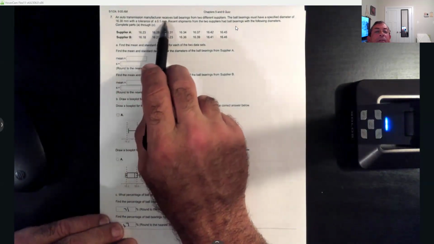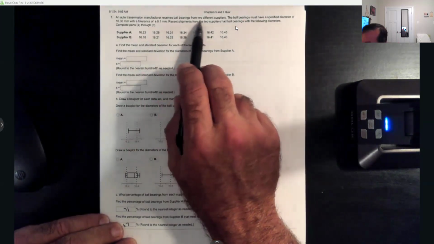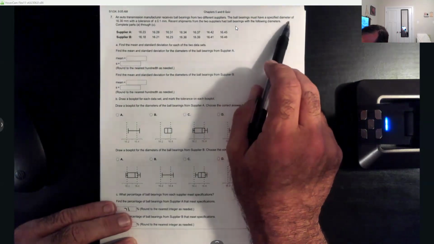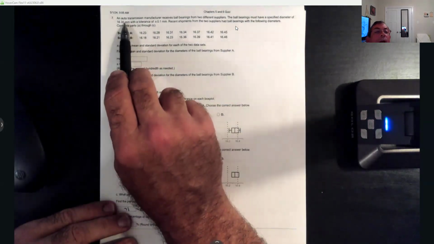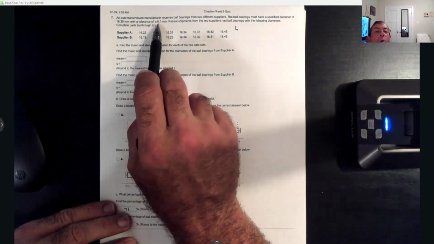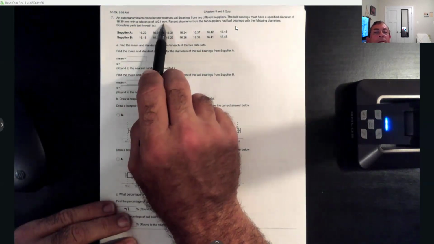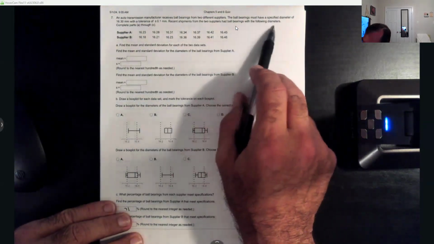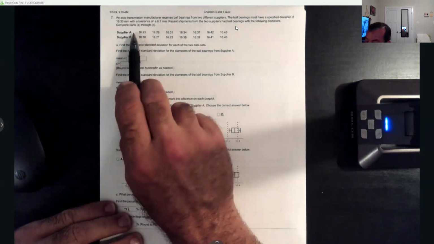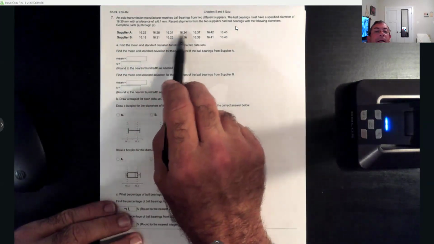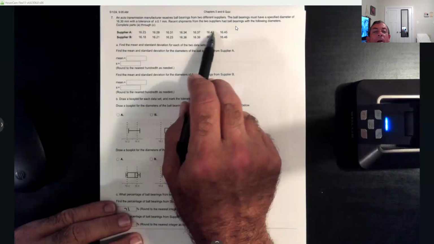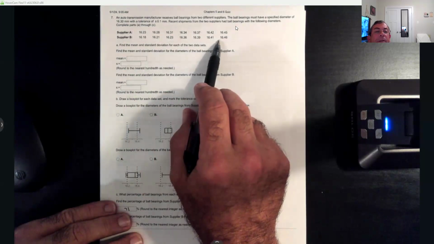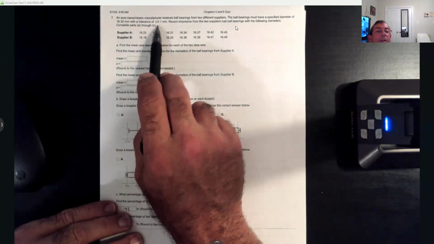Auto transmission manufacturer gets ball bearings from 2 different suppliers. The ball bearings must have a specified diameter of 16.30 with a tolerance of 0.1 millimeters. So recent shipments from the 2 suppliers had ball bearings with the following diameters. So they're giving me A had these, how many is that? 1, 2, 3, 4. A had 7 measurements. B had these 7 measurements. So they want us to complete A through C.